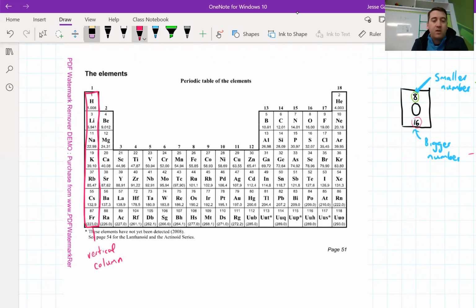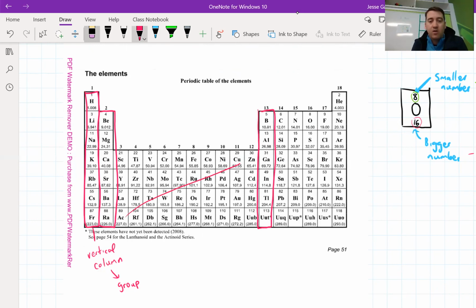A vertical column on the periodic table is called a group. And elements are in groups because they have similar chemical properties. The reason they have similar chemical properties is because they all have the same number of electrons in their outer shell. So each of these vertical columns, say that one, and then this one, and then we could skip all the middle bit where it drops down, you can forget about that, and we go over here.